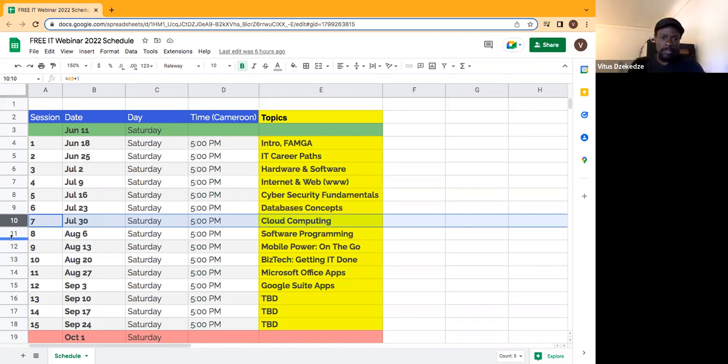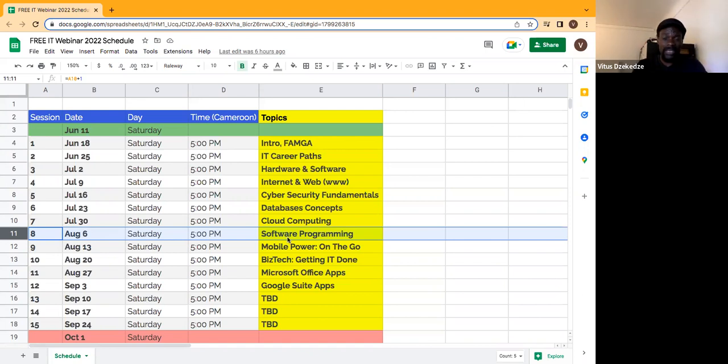That would be the end of July. We'll carry on August 6th to talk about software programming. This might be a sweet spot for me because people look at me more as a developer. But software programming, remember, we're going to talk about hardware and software. We need to be able to program the parts of a computer. So software programming will probably have to do a lot with coding.